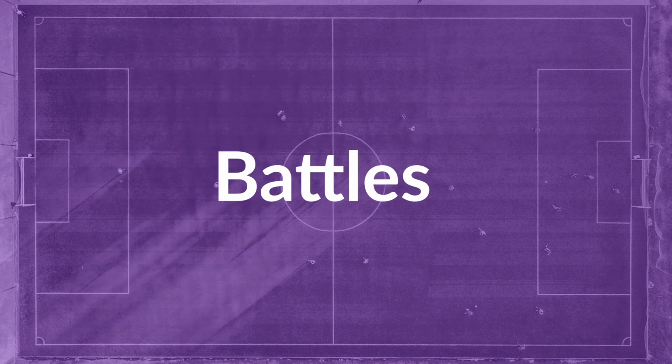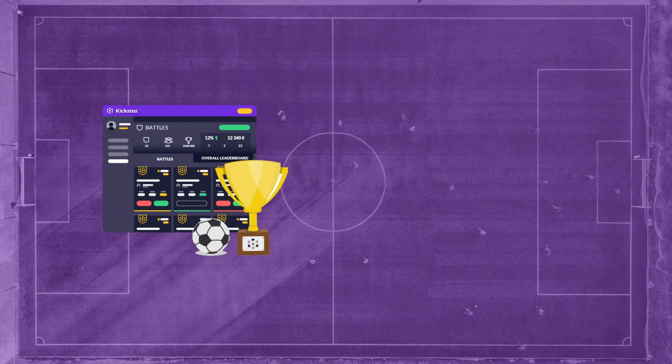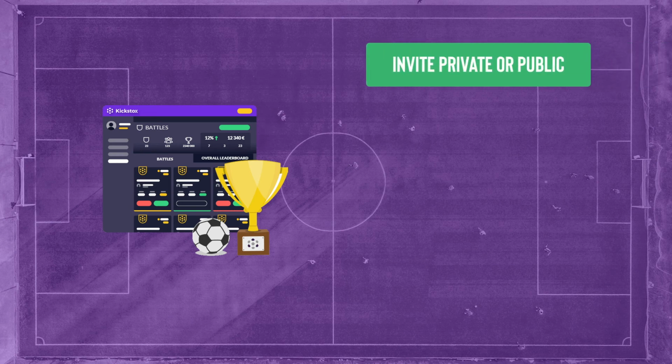Battles. Now on to what you should be doing with all these trading tips, and that is, of course, proving your skills to your friends and the other football fans. You can do this by joining one of the many daily and weekly battles, or by organising one yourself and inviting your friends to join your battle.